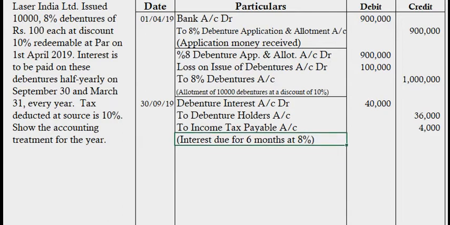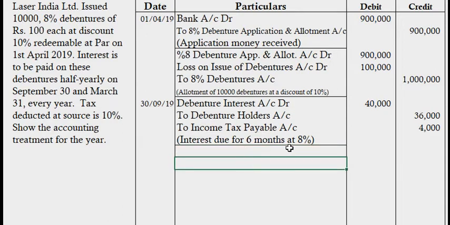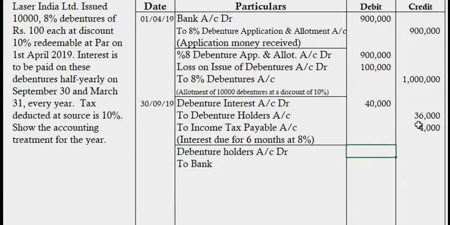So interest due for 6 months at 8%. The next case is we need to pay this interest amount to the debenture holders. So here the next case will be debenture holders account debtor to bank. How much? 36,000 rupees is payable. So this 36,000 rupees will be paid to the debenture holders.